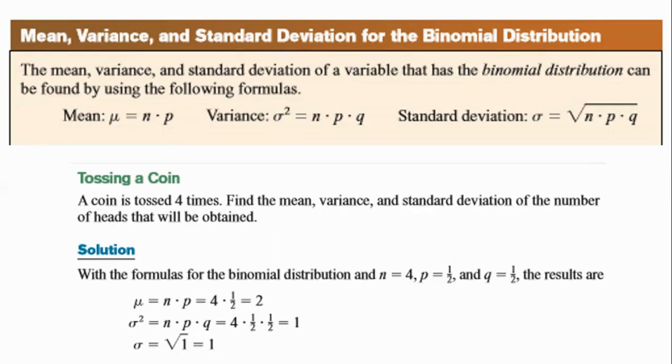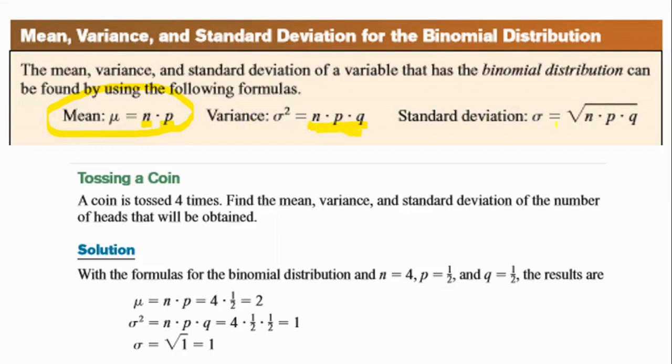Today we'll discuss how mean, variance and standard deviation for the binomial distribution is calculated. I have already told you that every distribution has a mean, variance and standard deviation. So in case of binomial distribution, the mean can be easily calculated as a product of the probability and total number of trials, and the variance can be calculated as a product of number of trials into probability of success into probability of failure.